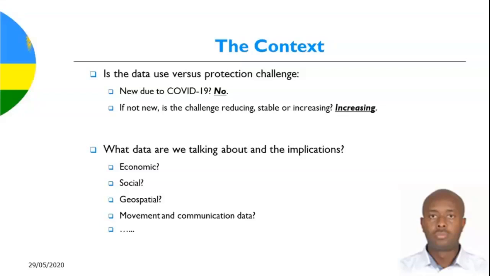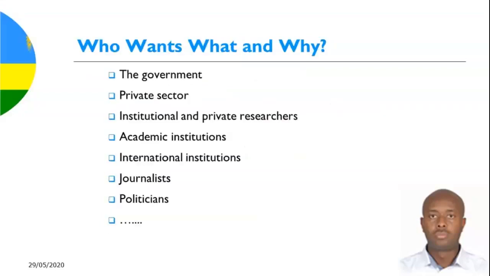How do you share that information without breaching confidentiality, but at the same time supporting those specific individuals? Geospatial information, movement and communication information, it's very delicate. So before we make any decision or we decide on an approach to take vis-a-vis this challenge, we have to understand exactly what data we are talking about and what the implications are. Next slide. And who wants what and why?